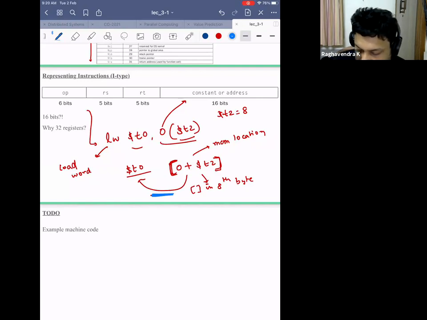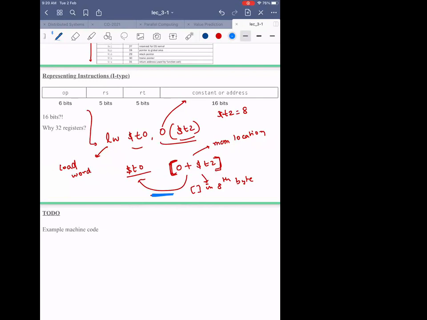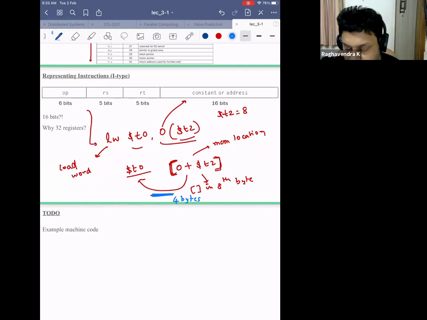Yeah, any answer is fine. Yeah, go ahead. 4 bytes, right? So why did you say 4 bytes? Each register is 32 bits long. Not because of that. There is one more thing that should give away that it's 4 bytes.